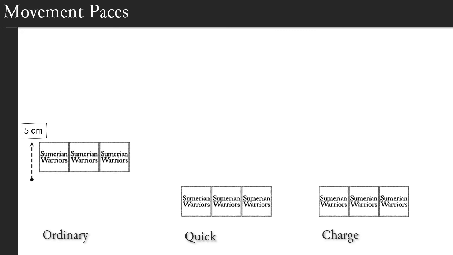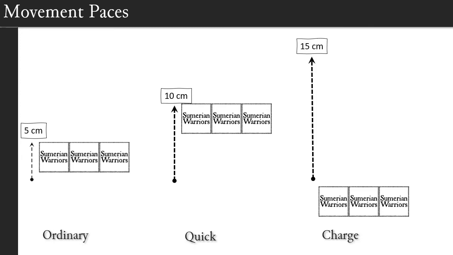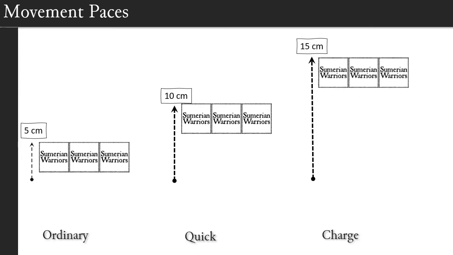Units moving over smooth ground, such as roads and flat fields, can move up to their quick pace. A quick pace for most units is 10 centimeters. The fastest pace available is the charge pace. Now, the charge pace allows units to move up to 3 times their ordinary pace, or 15 centimeters. And units can only move at a charge pace over smooth ground.